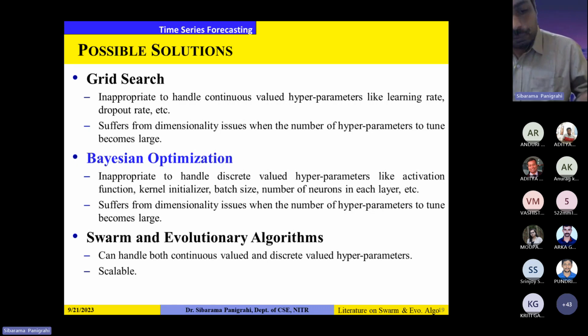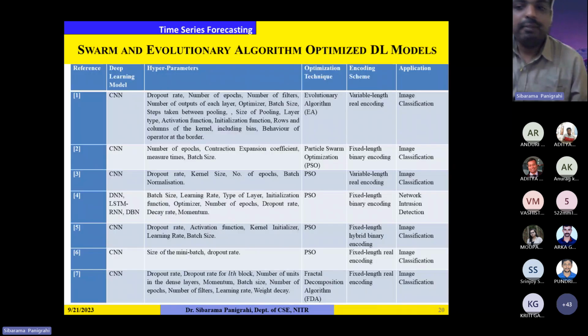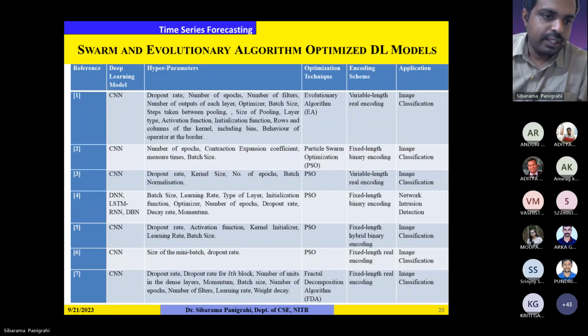So motivated from this, in the literature, in the last 5 years, some literature relating to optimization of deep learning models has been obtained, right? So they have used it to optimize the CNN convolutional neural network, LSTM long short-term memory, deep neural network, recurrent neural network, deep belief network, and they have used these hyperparameters. I will share the slides. You can have a reference of this. I have also listed the references so that you can go through it.